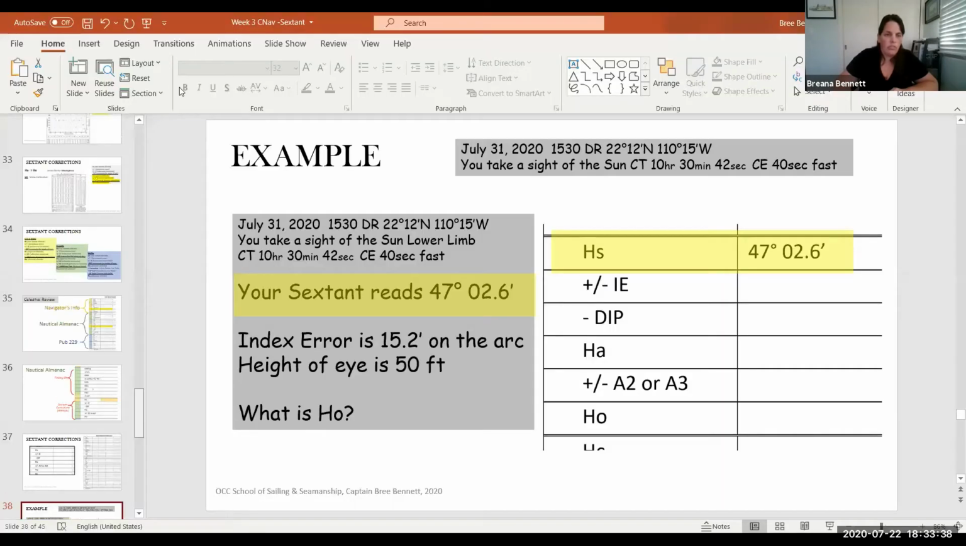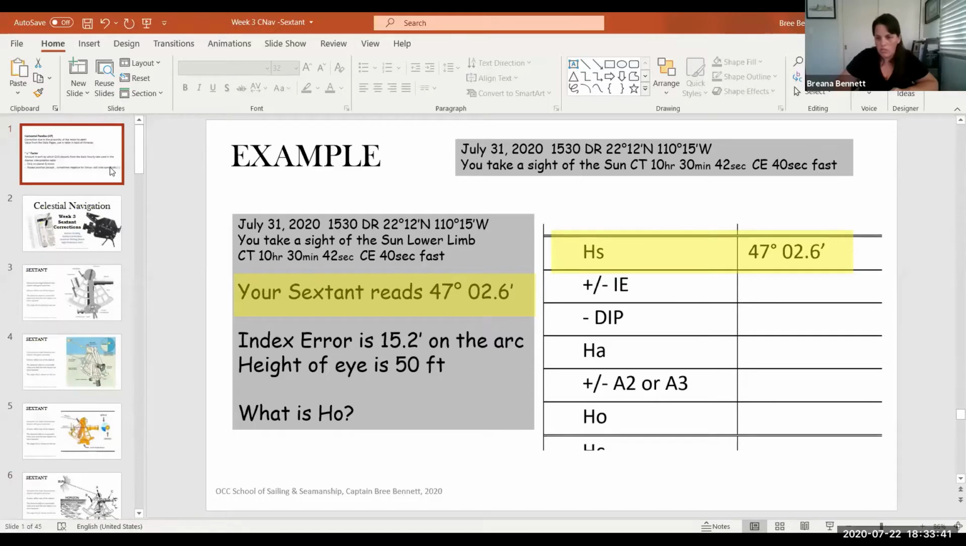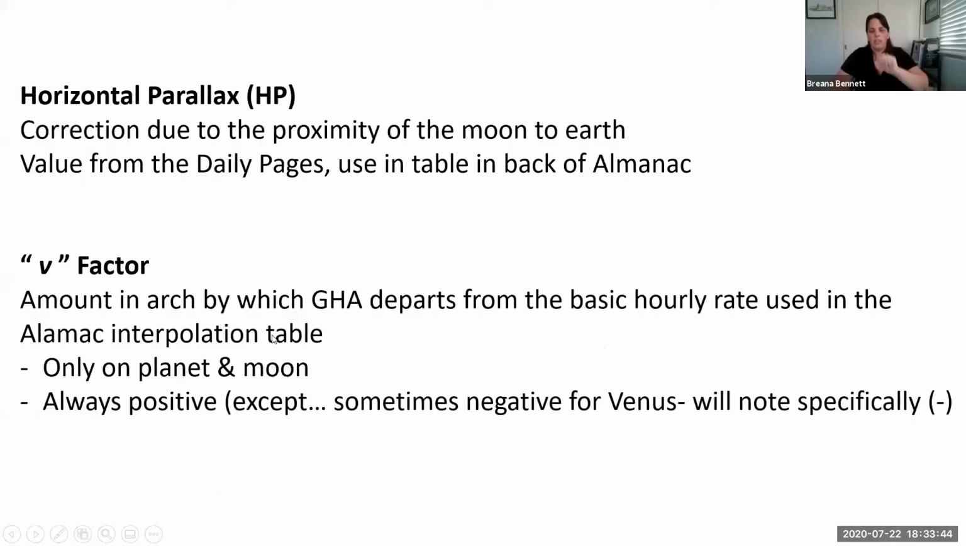Oops. We had a few questions come up last week that I wanted to answer. It was about, in our moon problem specifically, getting the HP and what HP meant. That was our horizontal parallax. And we're going to use that today when we go to the back and use a table for correction. It's only used on the moon, and it's because the moon is a lot closer to the Earth than all of the stars and the planets and the sun. So that's what horizontal parallax is.